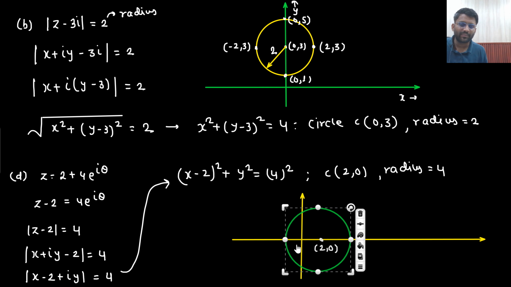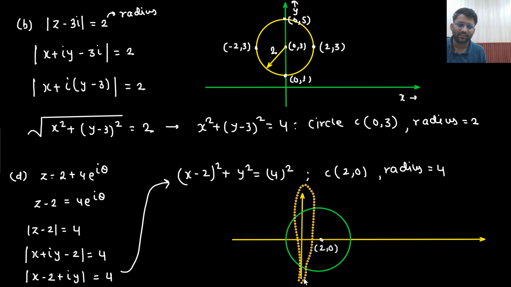It is not looking symmetric about 2, 0, right? Or is it looking symmetric? Yeah, it's fine now. So this is 2, 0, radius of 4. So this will become, radius of 4 is there, no? So this will become 6, 0.